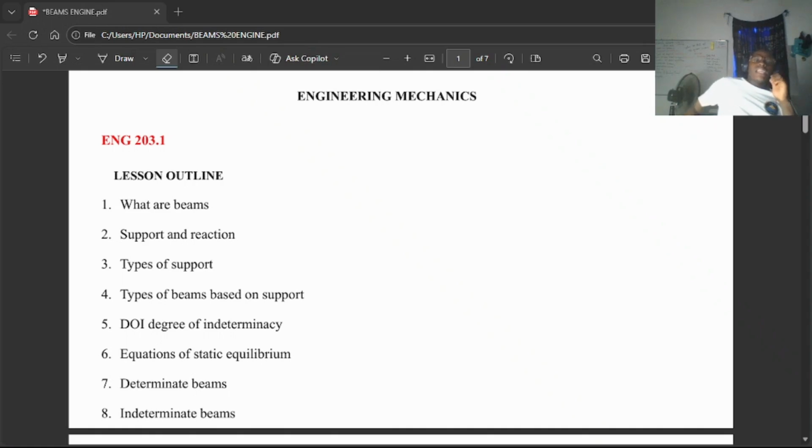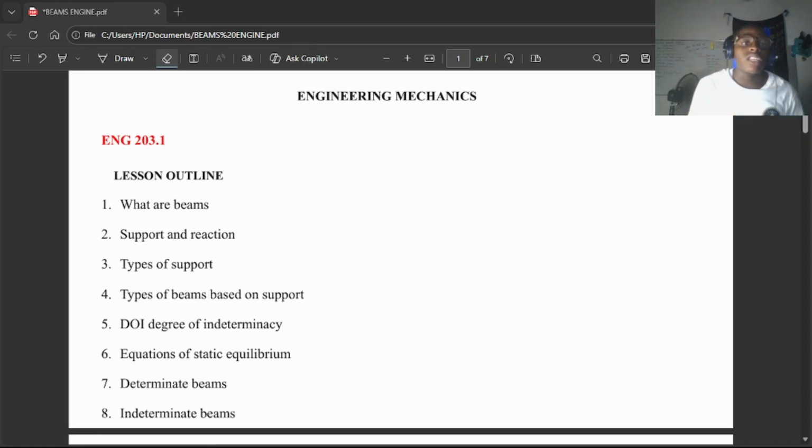The next thing on our lesson outline is what we call support and reaction. We considered our bridges as our beam, right? Now, the next thing you should be asking yourself is what is holding the beam? Because you cannot tell me that the beam is lying horizontally and there is nothing holding it. It's not possible. So you need to consider what is holding this beam to stand. Am I communicating? So we are going to consider the types of support we have, and we consider the reactions for each support. Am I communicating?